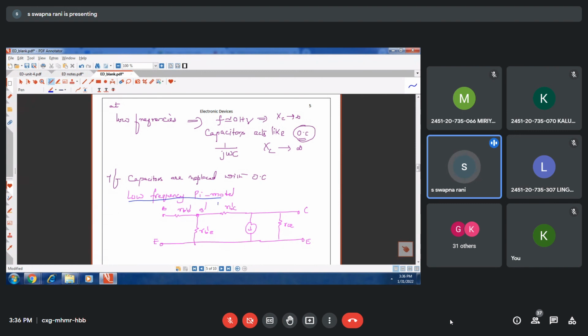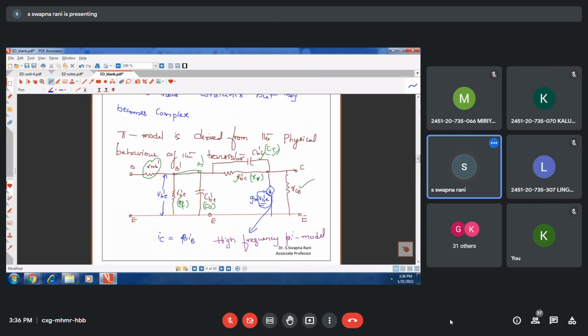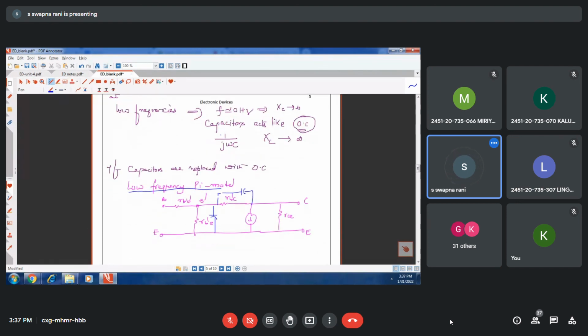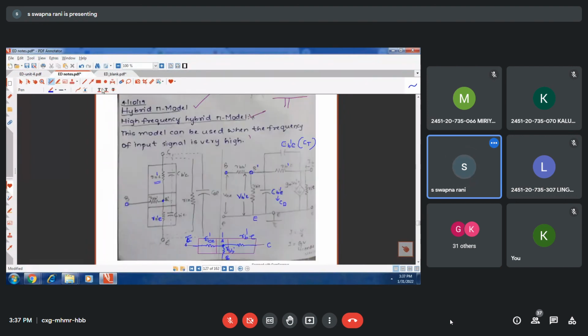For the high frequency pi model, these capacitors will be added. So sometimes in the exam you may be asked, very important for 2 marks: draw the hybrid pi model. Draw the high frequency hybrid pi model means you have to insert the capacitors. Draw the low frequency pi model means you have to remove the capacitors. So this is the high frequency pi model.